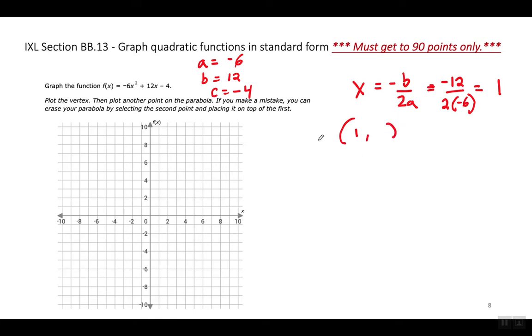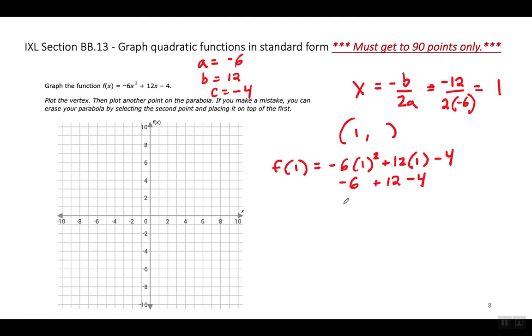Now to find the y-coordinate of the vertex, I'm going to substitute positive 1 into the function and see what I get for f of 1. So when x equals 1, I'm going to have negative 6 times 1 to the second power plus 12 times 1 minus 4. So that's going to be negative 6 plus 12 minus 4. If I go from left to right, negative 6 plus 12 is positive 6.